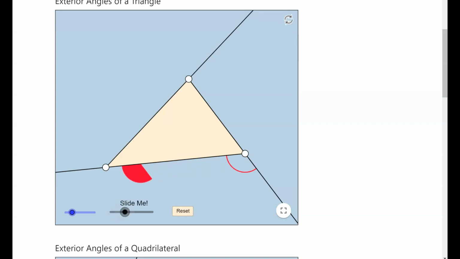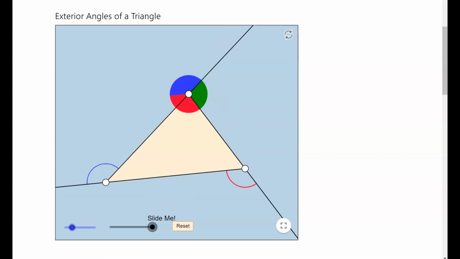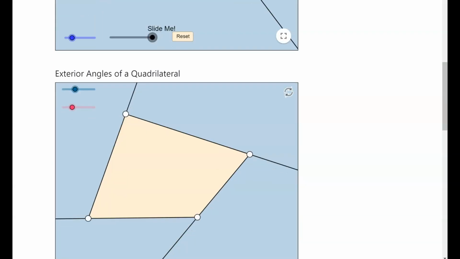As we slide this over, we see this blue angle is an exterior angle, and then this green angle is an exterior angle. So we know that triangles, their exterior angles have a sum of 360 degrees because those three angles made a complete circle. So let's try that on a quadrilateral.